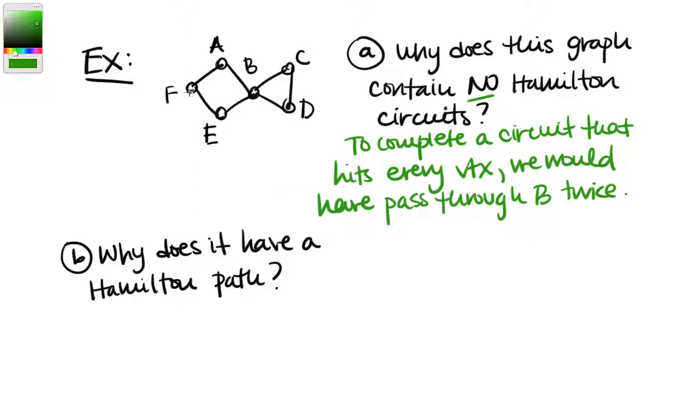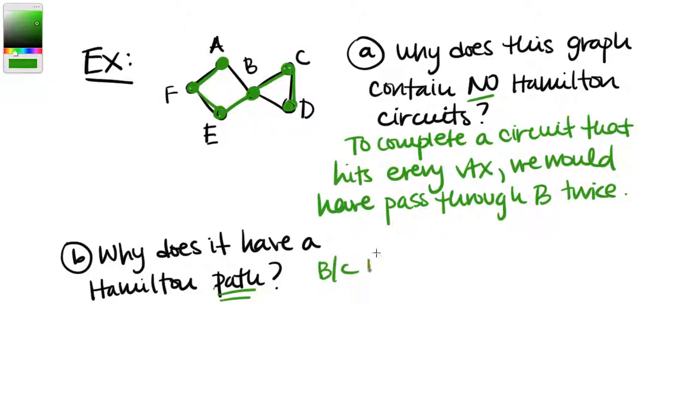All right, so no Hamilton circuits, but why does it have a Hamilton path? Okay, let's talk about this. So if we thought about a path starting at F, we could go up to A, down to B, and either over to E or over to C, but again, we run into the same problem. We're gonna have to pass through B twice. So our path isn't gonna start at F, but let's try starting at A. Then we can hit all of the vertices on the left side of the graph before we go through B. Then we can hit all the vertices on the right side of the graph. And because it's a path, we don't have to go back over to get to A.